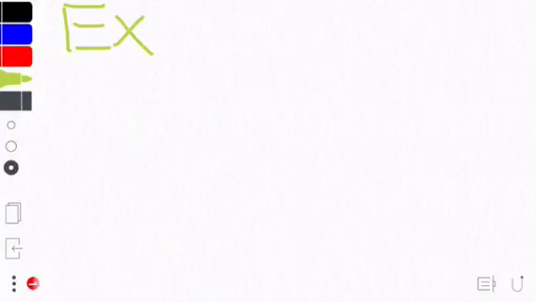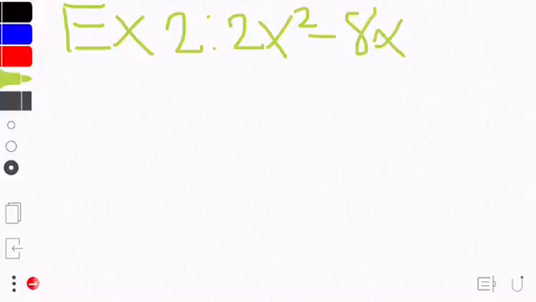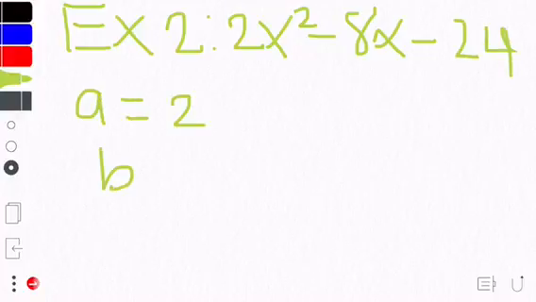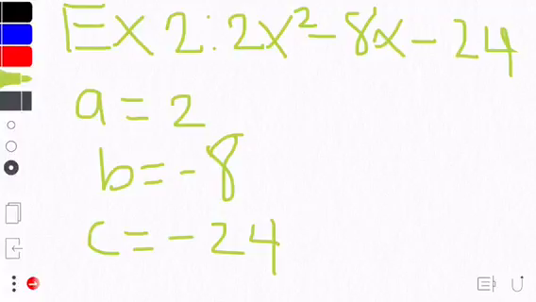For the next example, you will be trying to solve 2x squared minus 8x minus 24. A is 2, B is negative 8, and C is negative 24. You can now plug in the numbers.